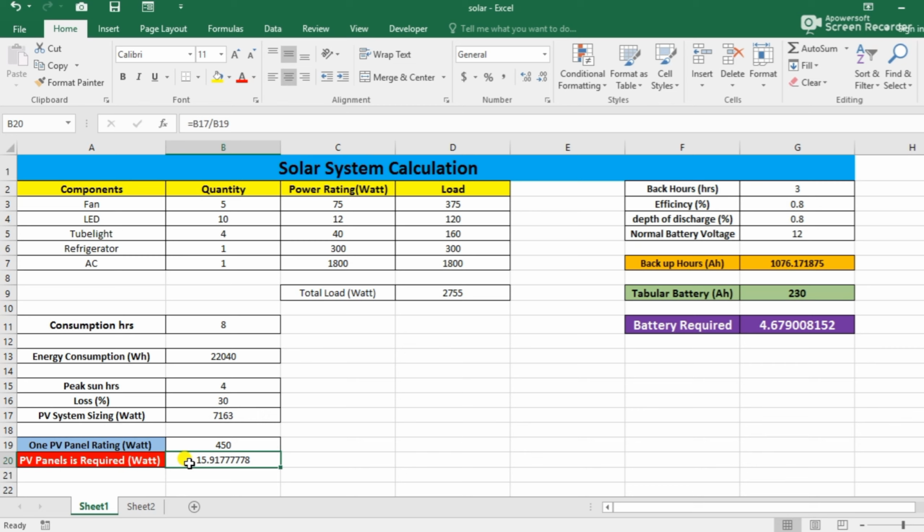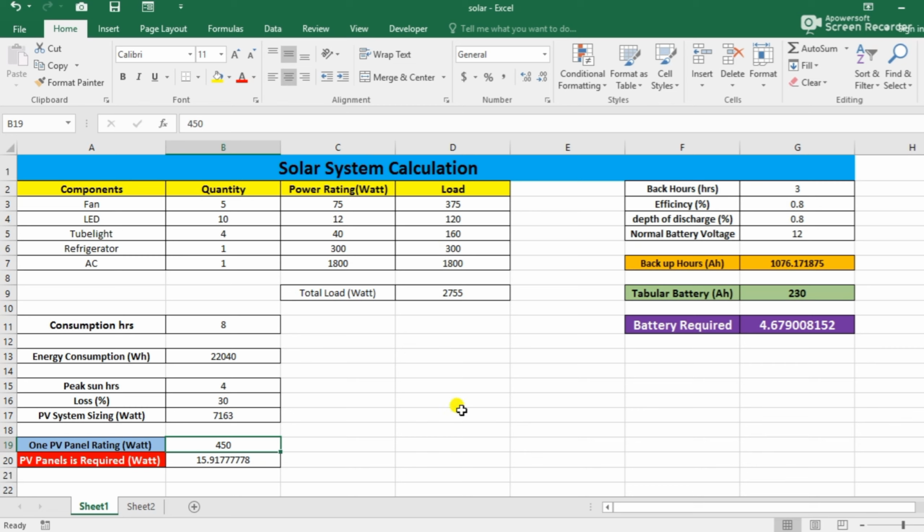How many panels are required? So we can divide B17 by B19. This is the B17, 7163, divided by 450. So we can get 15.9. Almost 16 panels are required to run this load.